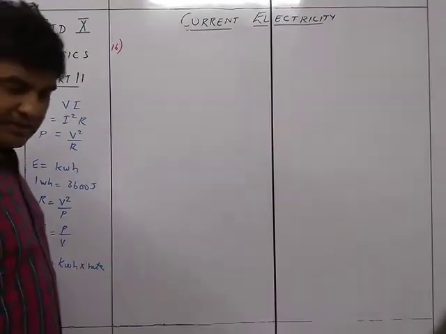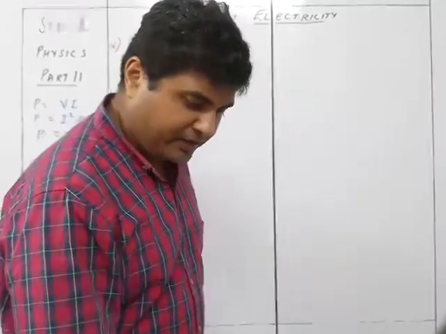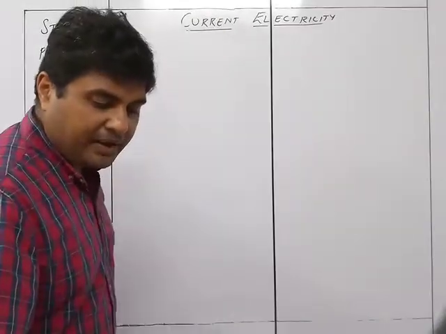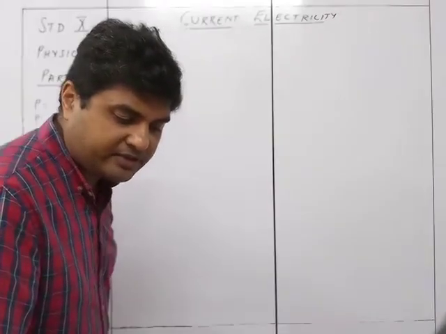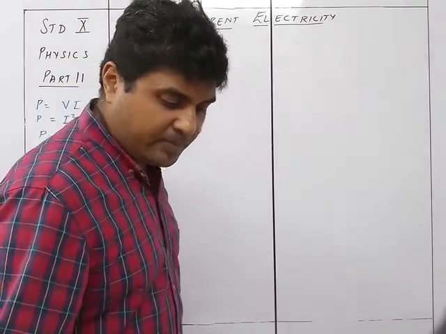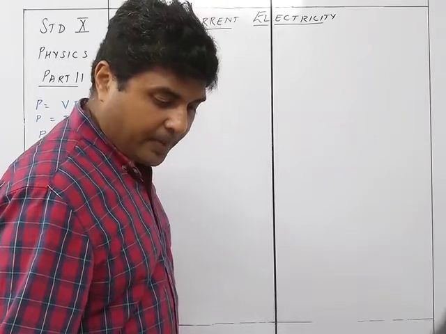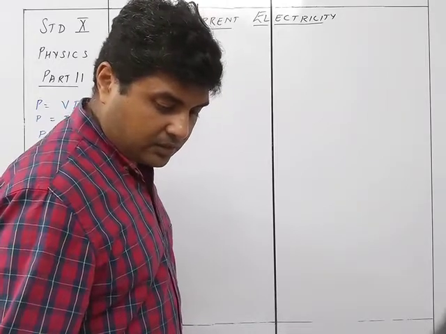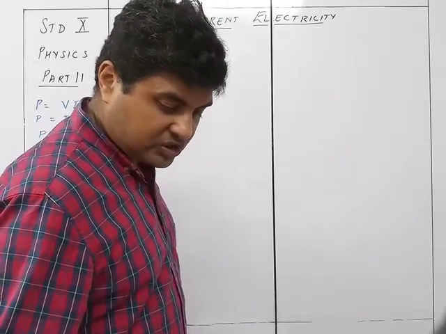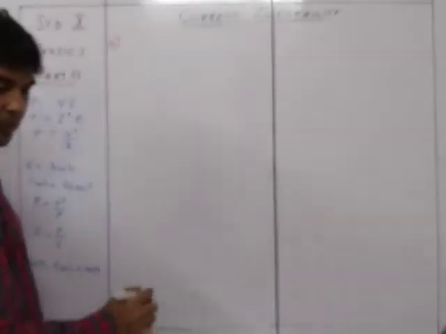I'll complete the chapter in this video, ample of time. Two resistors A and B of resistance 4 and 6 ohms respectively are connected in parallel. The combination is connected across a 6-volt battery of negligible resistance. Find the power supplied by the battery and the power dissipated in each resistor. So this is what we want.